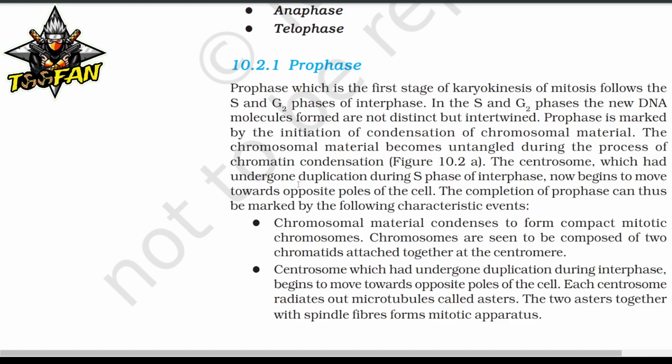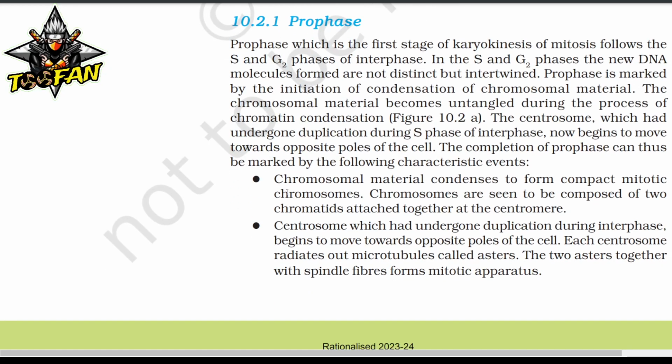Prophase is marked by the initiation of condensation of chromosomal material. The chromosomal material becomes untangled during the process of chromatin condensation. The centrosome, which had undergone duplication during S phase of the interphase, now begins to move towards the opposite pole of the cell. The completion of prophase can thus be marked by the following characteristic events.